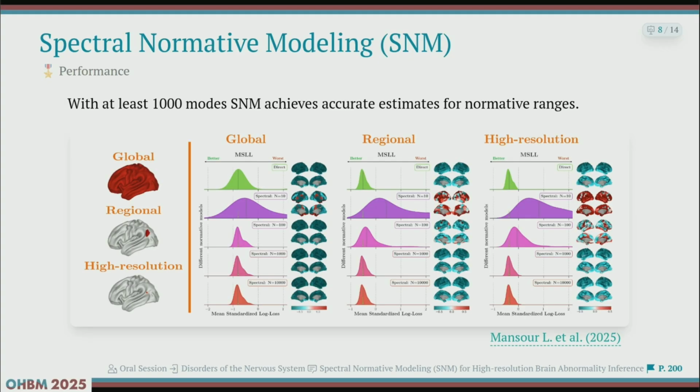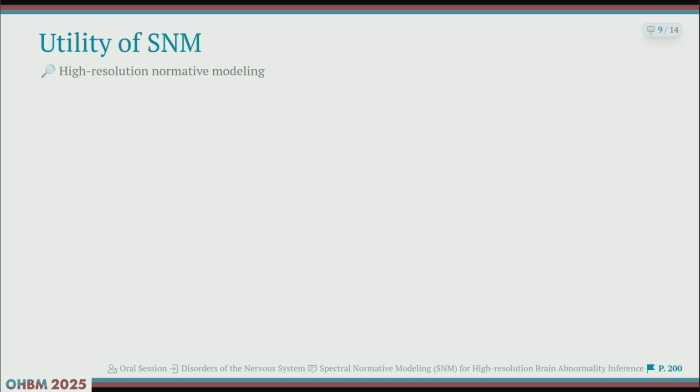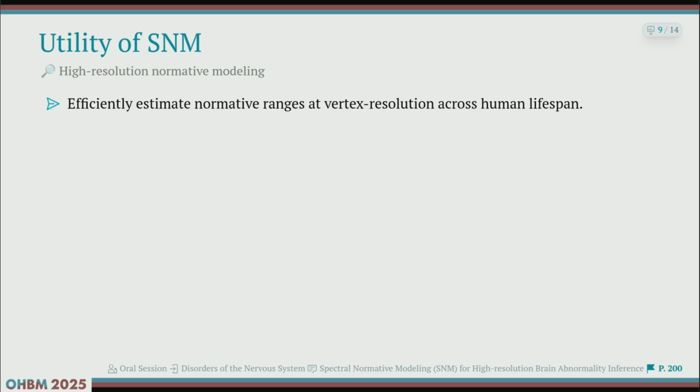And we tested it across a range of different possible spatial queries, so things that could be global, let's say the thickness of the left hemisphere, and things that could be regional, like the thickness of a special region defined by an atlas, or even a high-resolution vertex-based query, which is one of the utilities of spectral normative modeling. We essentially can go to the high resolution and efficiently estimate the normative ranges at vertex resolution.